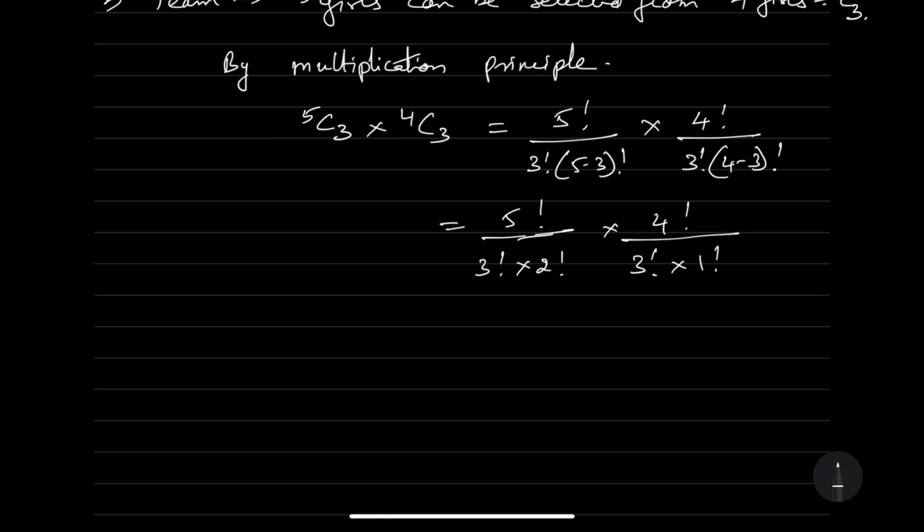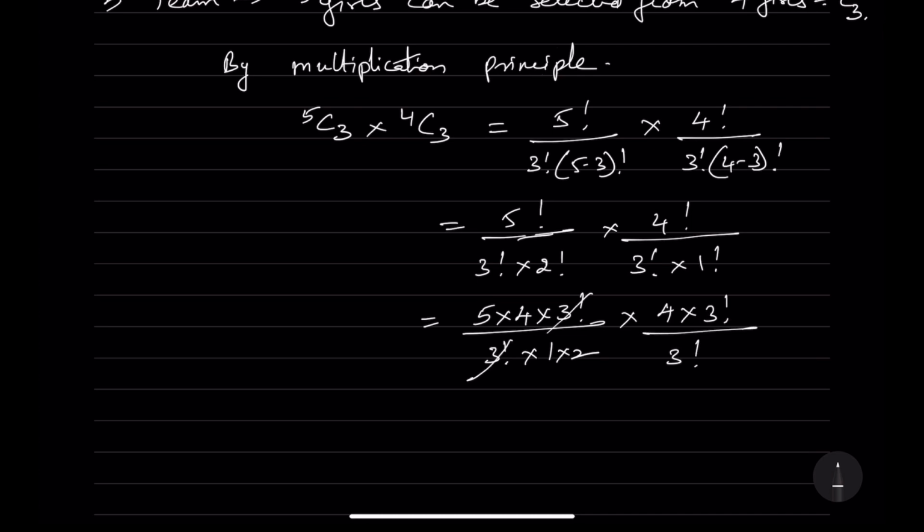So now here, how do we cancel this? We can write this as 5 into 4 into 3 factorial divided by 3 factorial into 1 into 2, into 4 into 3 factorial divided by 3 factorial. So 3 factorial and 3 factorial get cancelled, 3 factorial and 3 factorial get cancelled. Here 2 2s are 4, so therefore 5 8s are 40. We got the answer.